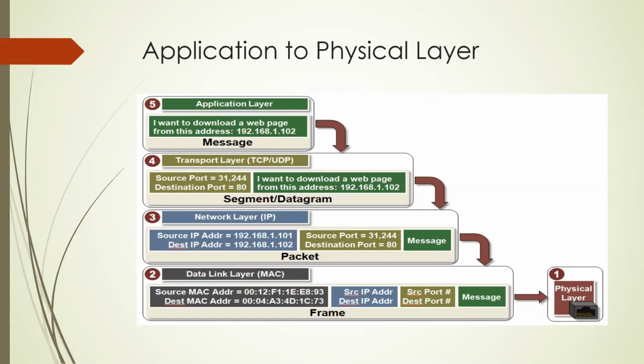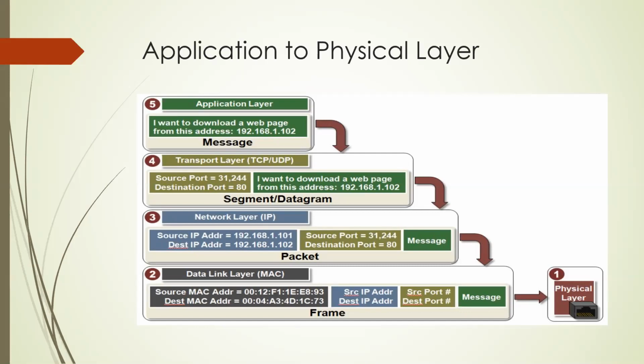In the application layer, there was a message. In the TCP layer, there is a segment or datagram. And in the network layer, IP, the source IP address and source port address, destination IP address, destination port address, each is present with the message.